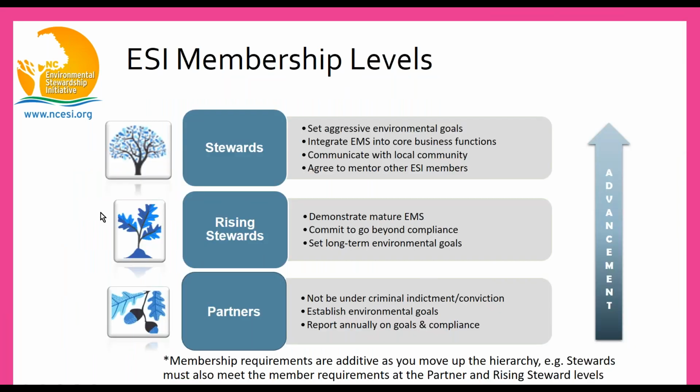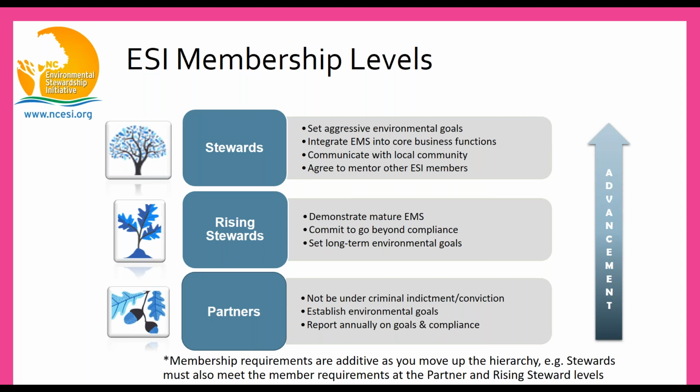Okay, so this just shows you the 3 different levels of partnership in the program. Our entry level is what we call partners. For our program, no one can be under criminal indictment or conviction, and partners go through a compliance check with our DEQ regulatory programs. And then we ask them to establish environmental goals. So that can be implementing an EMS or some other type of goal. And then we ask our members to report annually on those goals and their compliance status.